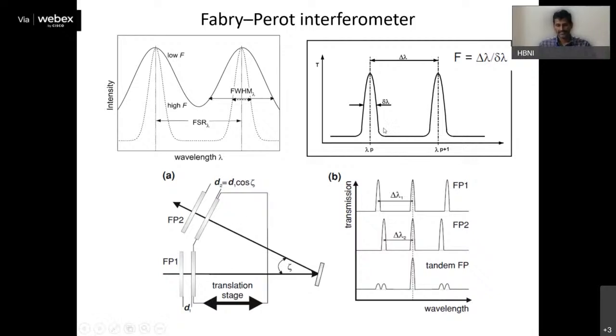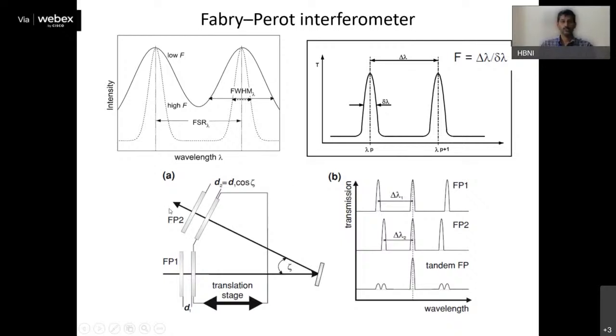And here is some more detail about this interferometer. It works on the same principle. When light is passing, whenever the path difference is an integral multiple, you will get transmission. Otherwise, it is rejected.